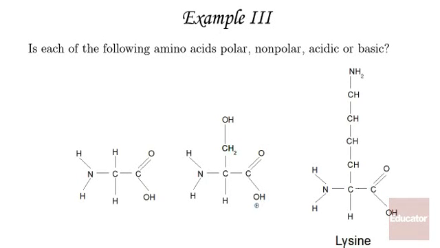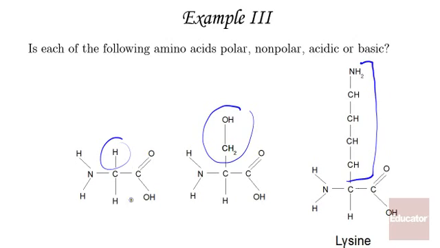Is each of the following amino acids polar, nonpolar, acidic, or basic? To determine that, remember you're just going to look at the side chains. The side chains right here, here, and this whole region here. I am not going to pay attention to this carboxyl or amino group that's present on the backbone. Right here, this is the simplest amino acid I mentioned before, which is glycine. And glycine is non-polar. It just has a hydrogen.